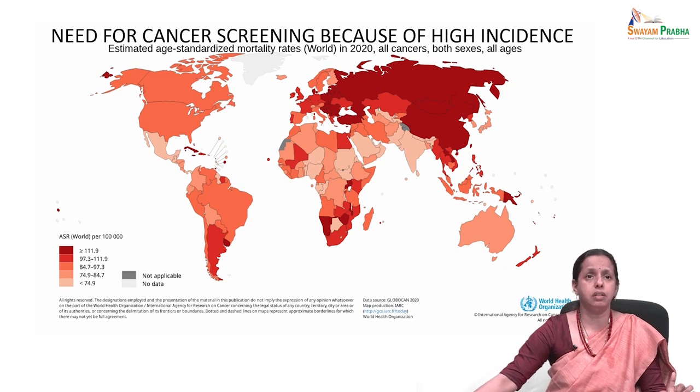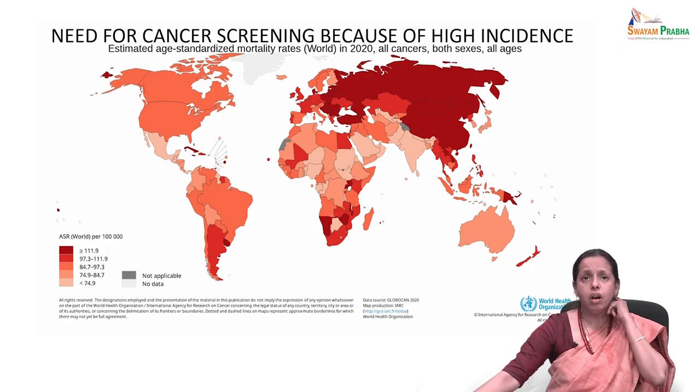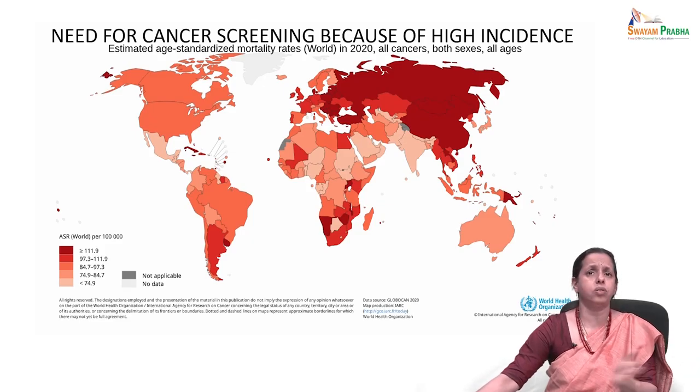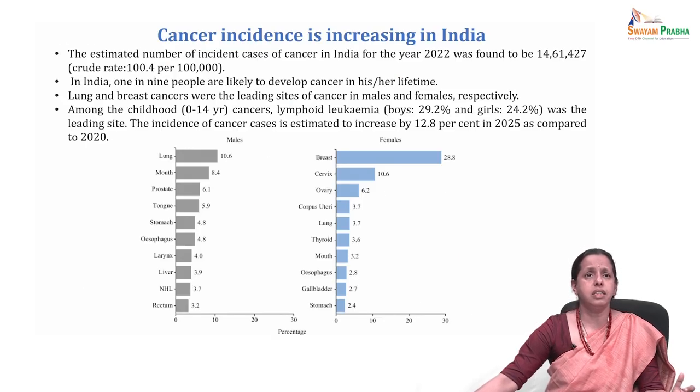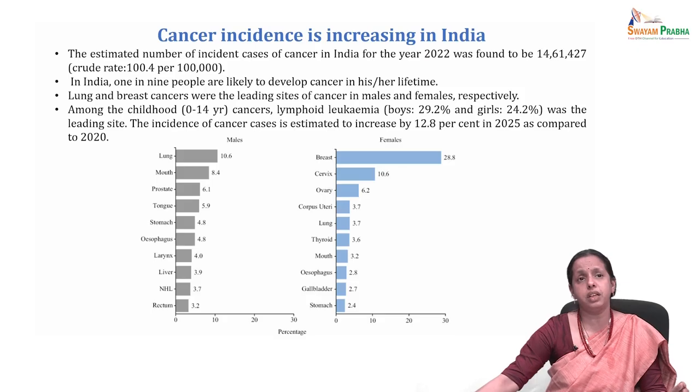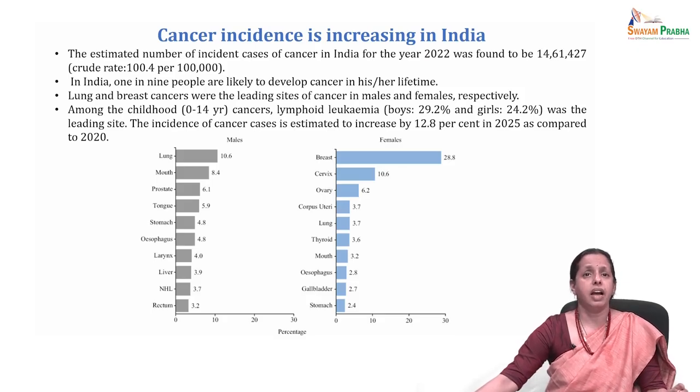Here are the estimated age standardized mortality rates in 2020, for all cancers, across both sexes, males and females, and at all ages. The cancer incidence, the estimated number in India for the year 2022, was found to be such a high number, approximately 100 per every 1 lakh. So in India, there is every chance that 1 in 9 people are likely to develop cancer in their lifetime.